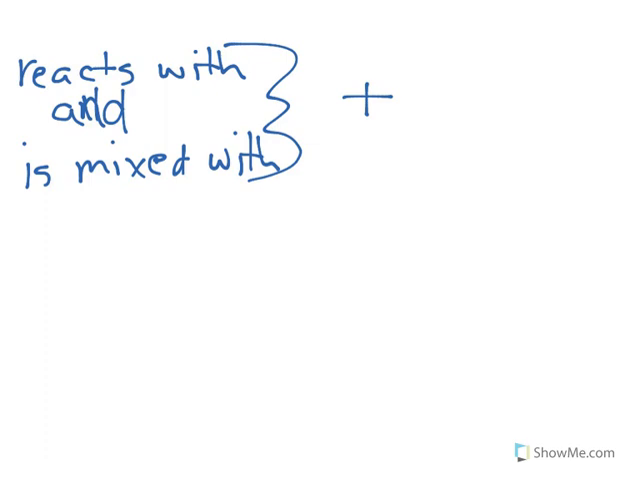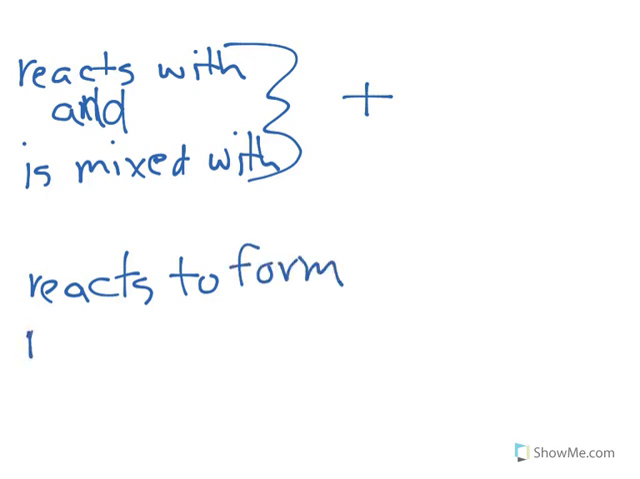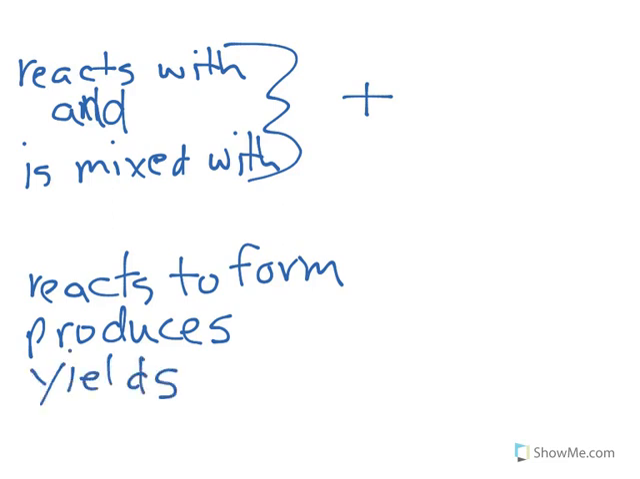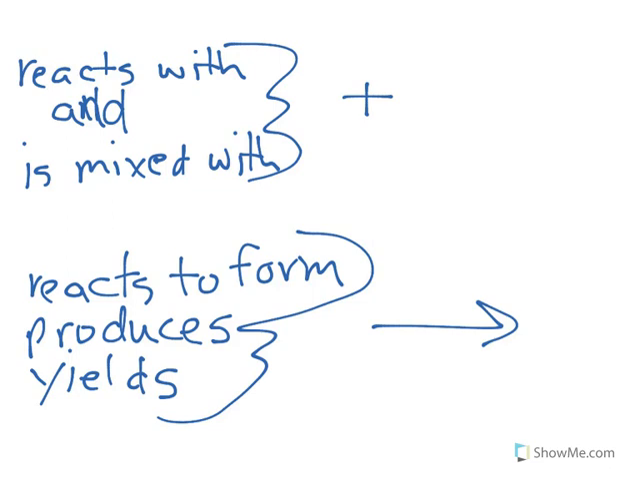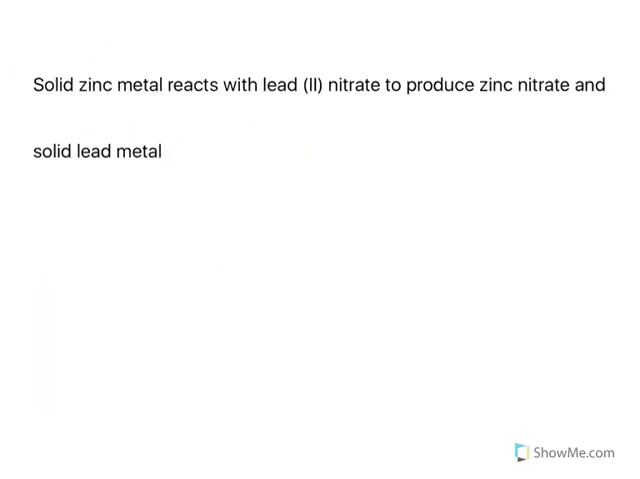If you see reacts to form, produces, or yields, this is where your arrow goes in the equation. So those are some basic guidelines for how to do this. You might want to grab a couple of different colors of pen and maybe even a highlighter, and we're going to do some problems together.